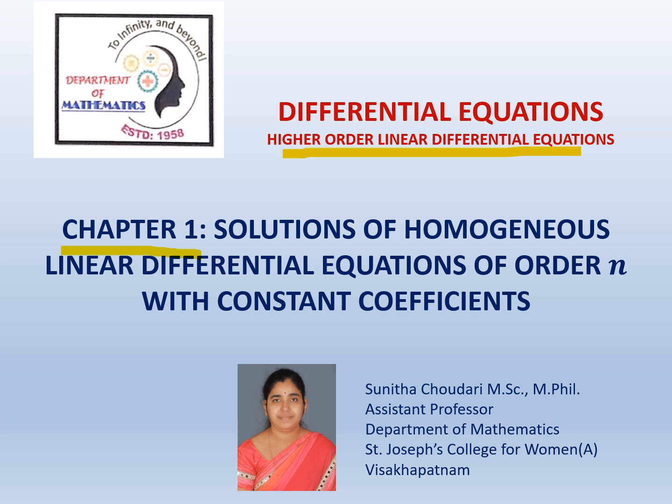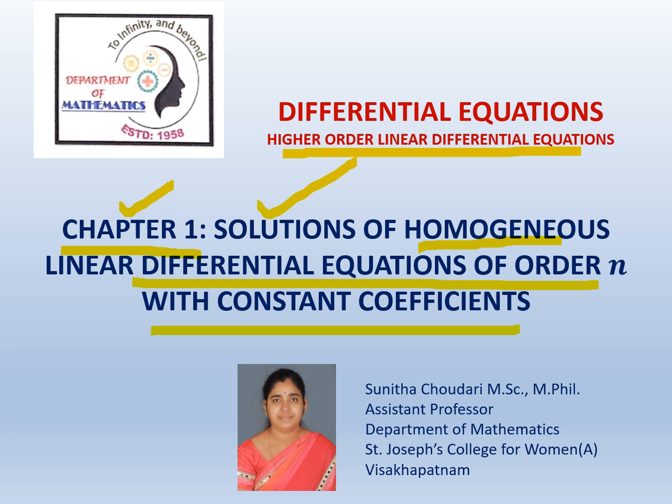In the fourth part of chapter 1 we have learnt how to find solutions of homogeneous linear differential equations of order n with constant coefficients for the second case, that is when all the roots of the auxiliary equation are real but some are repeating. To continue with the same chapter, we move on to find solutions of homogeneous linear differential equations of order n with constant coefficients for the third case, that is when the auxiliary equation has imaginary roots.